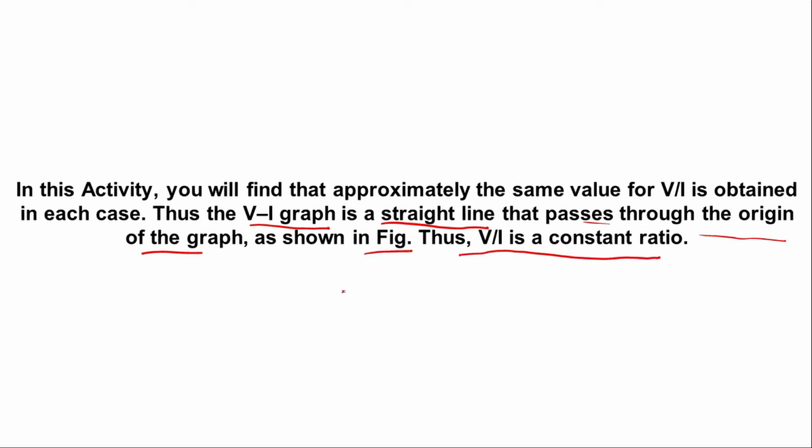It means that for the first case the voltage obtained was 1 and the current obtained was 0.5, so V/I is equal to 2. Another time the voltage obtained was 2 and the current obtained was 1, so the ratio will be equal to 2. In the next reading, the voltage obtained was 3 volt and the current obtained was 1.5 ampere. After taking this ratio, we get the answer 2, which shows that V versus I is a constant ratio.